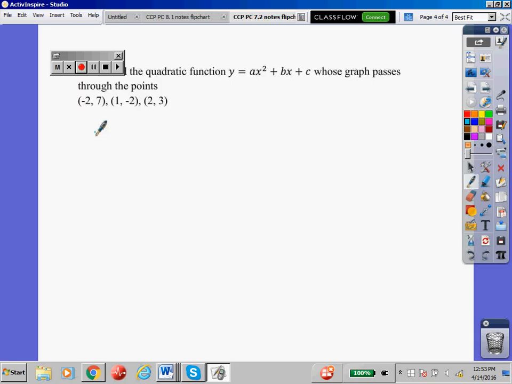So watch this. We're going to take the first point, and this is x and y. And I'm going to plug it into y equals ax squared plus bx plus c. So this is 7 equals a times negative 2 squared plus b times negative 2 plus c. Okay, I'm going to plug in the x and the y, and the things that are missing are a, b, and c, and those are the things we need. And go ahead and go across the page, because then we can tidy this up.